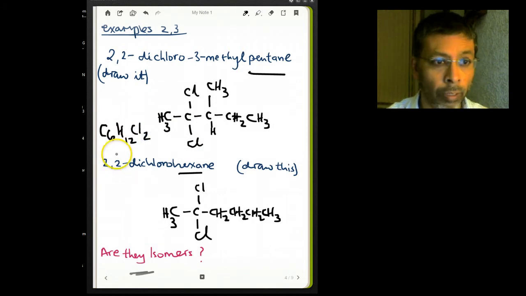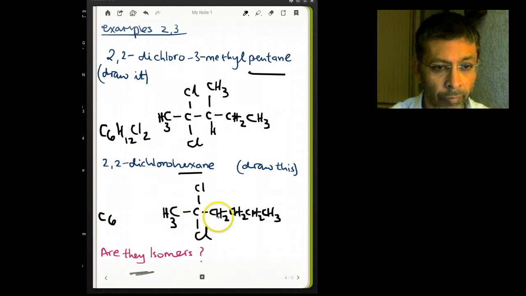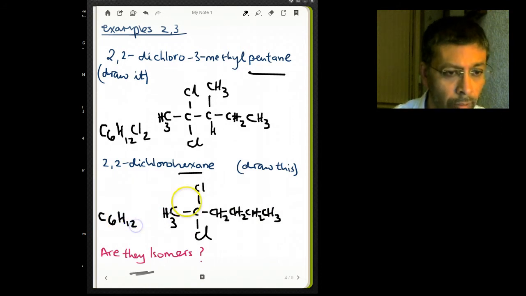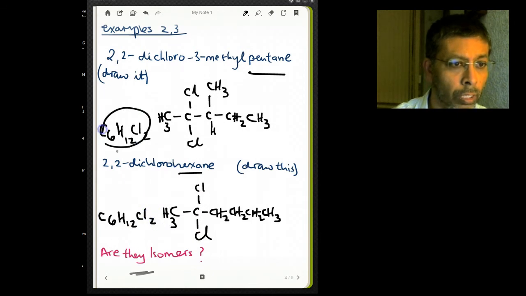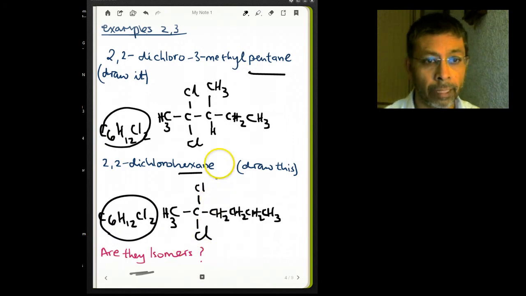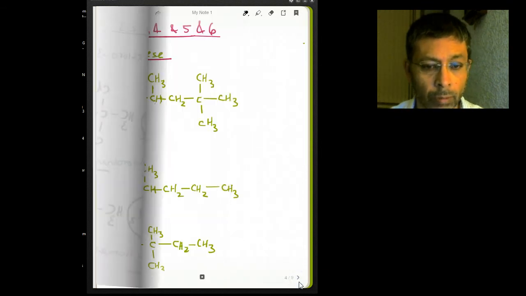That's the molecular formula. Let's look at this one. 1, 2, 3, 4, 5, 6 carbons. Hydrogens 3, 4, 5, 6, 7, 8, 9, 10, 11, 12. So H12 and 2 chlorines, Cl2. So you notice that the molecular formula is the same. They have different structures. So they are, yes, they are isomers. Right, let's go to the next one.